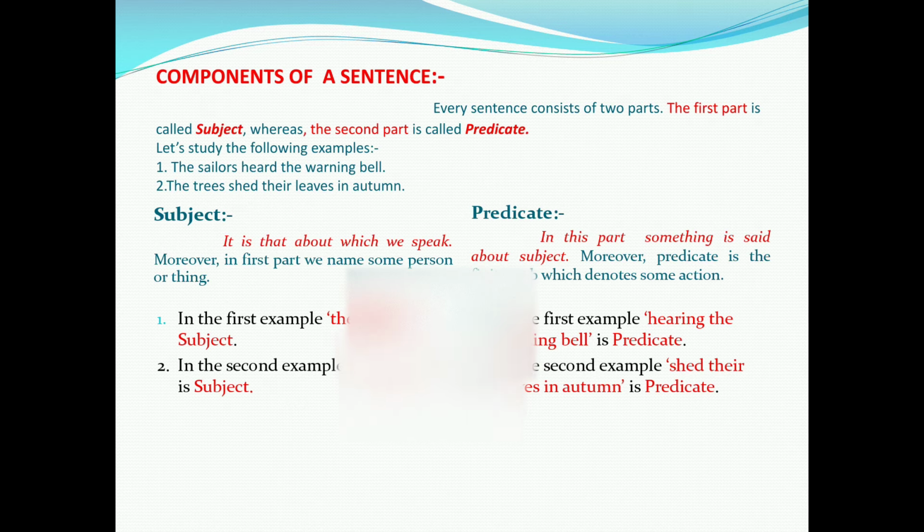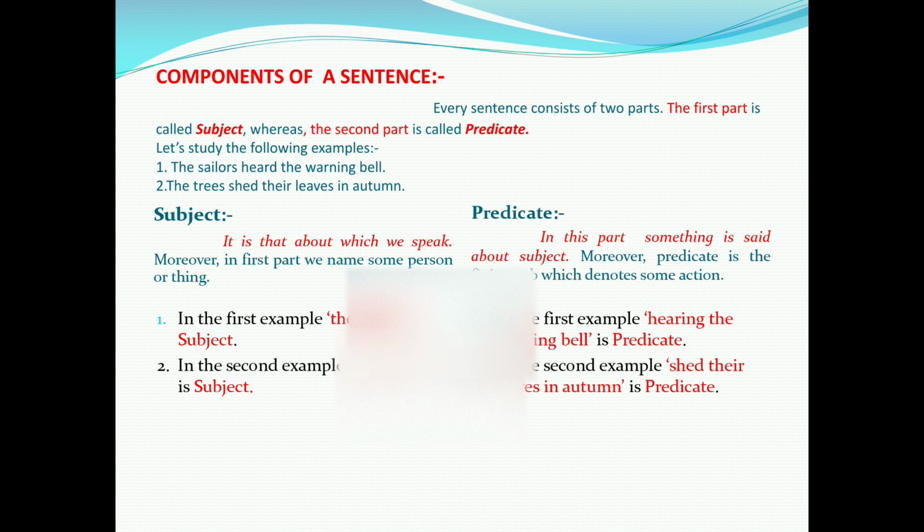Now dear children, let's learn about the components of a sentence. Every sentence consists of two parts. The first part is called subject, whereas the second part is called predicate. Let's study the following example. The sailors heard the warning bell. The trees shed their leaves in autumn. In the first example, the sailors is a subject, whereas hearing the warning bell is a predicate.